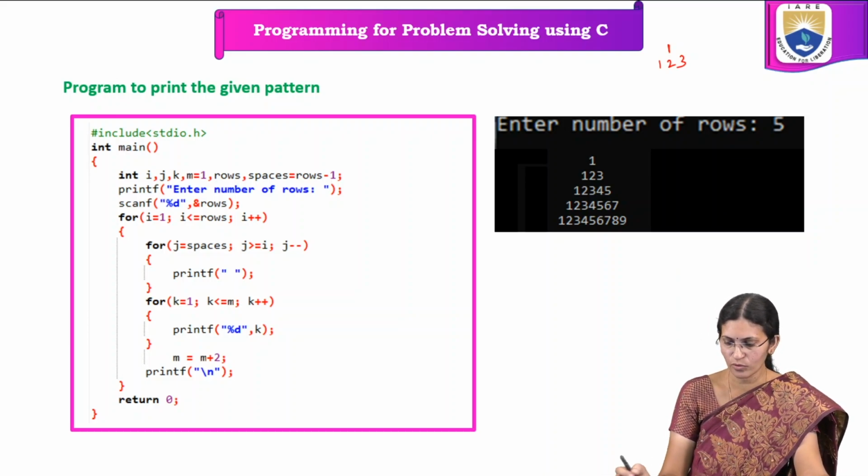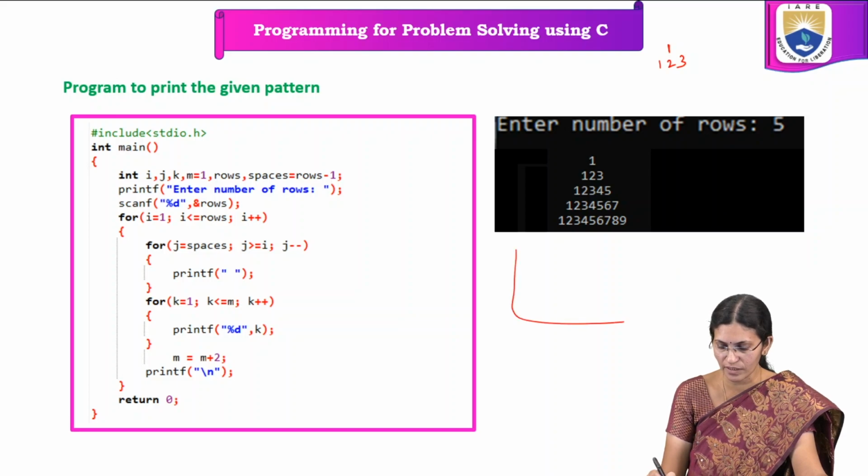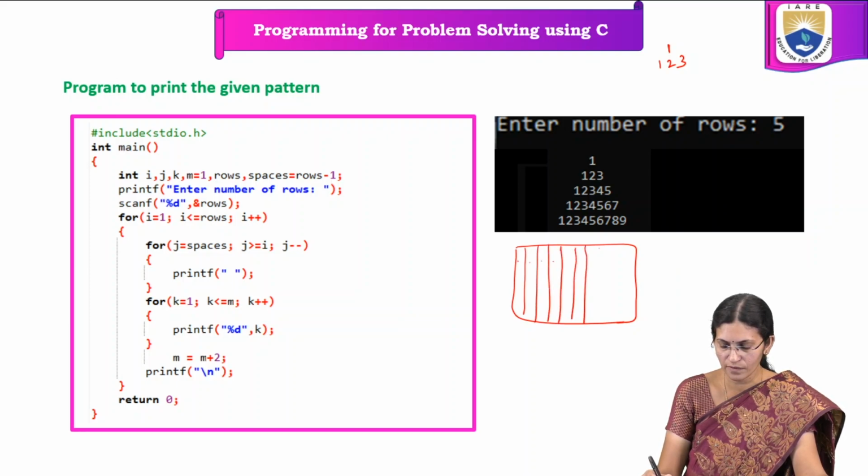Now let us see. You can visualize it in this way. If it is equal to 5, here we need to have 9 columns. 1, 2, 3, 4, 5, 6, 7, 8 and 9. The number of rows is 5. 1, 2, 3, 4 and 5.